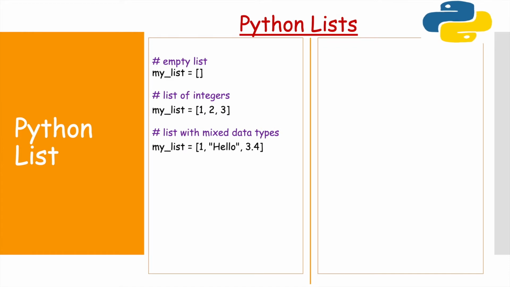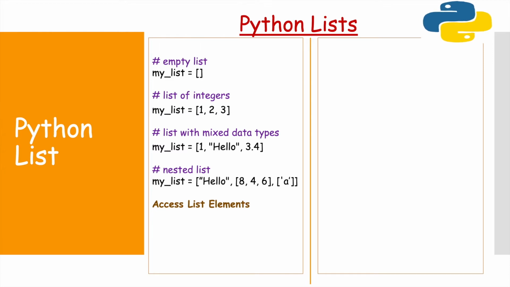And this is an example of a list with mixed data types. You can provide different types of values within the list as its items. So here one is an integer value, hello is a string, and 3.4 is a floating point number. This is an example of a nested list, where you're providing another list as an item of the main list.